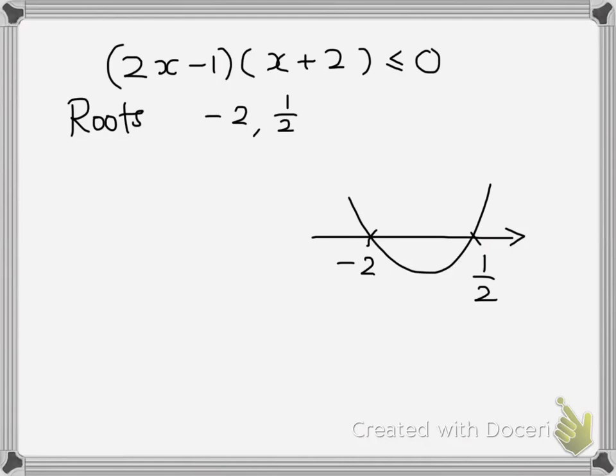So which region is below the x-axis? Is it going to be this or this or this? Is it 1, 2 or is it 3? 2. It can only be that 2, yes? So the region can only be here. Alright? So since it is also equal, your solution must also have equal. So x must be greater than or equal to -2, less than or equal to half. So this is the solution.